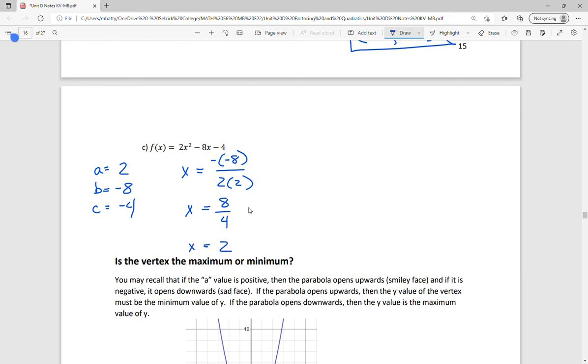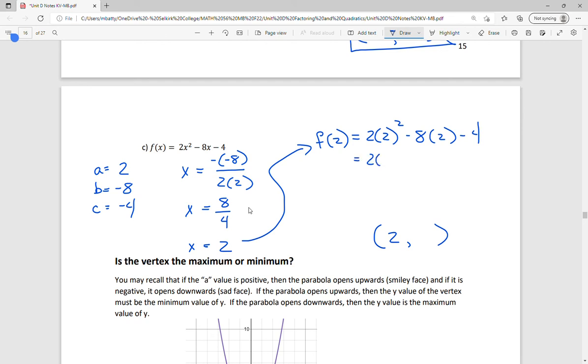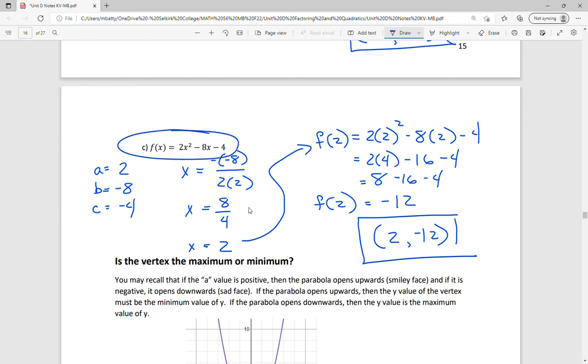And then I figure out the other part, right? I'm trying to fill in an ordered pair that is my vertex. So I go back with that 2 and plug it into my original function to calculate the y value of my vertex. So 2 times 2 squared minus 8 times 2 minus 4. What is that? 2 times 4, 8, minus 16 minus 4. Oh my goodness. Handy calculator. Hopefully I got it all in there. I get negative 12. And that completes my ordered pair. That is the vertex of this parabola.